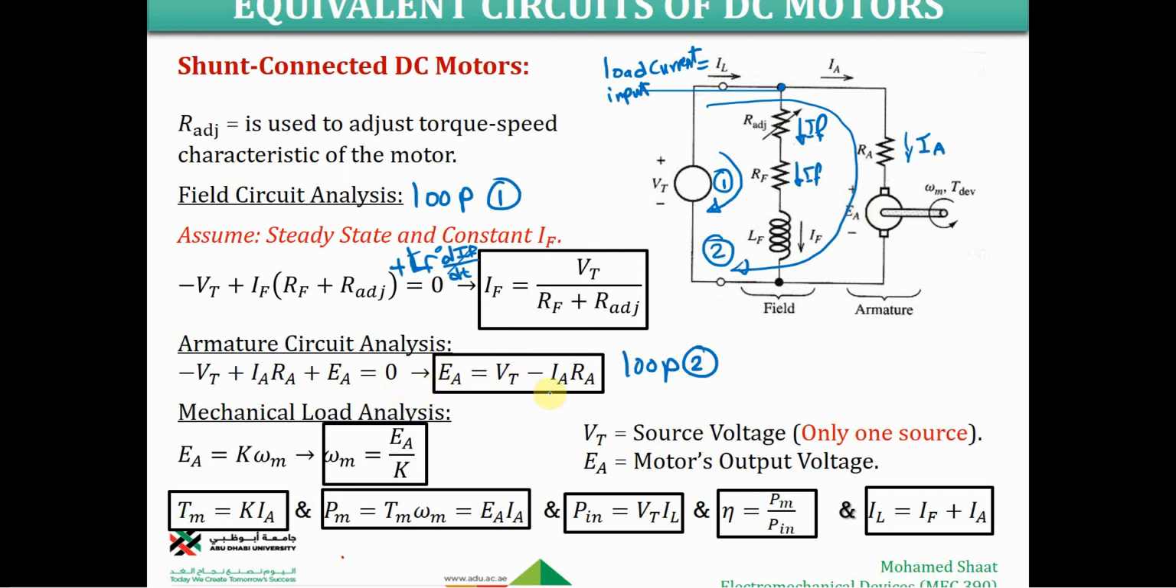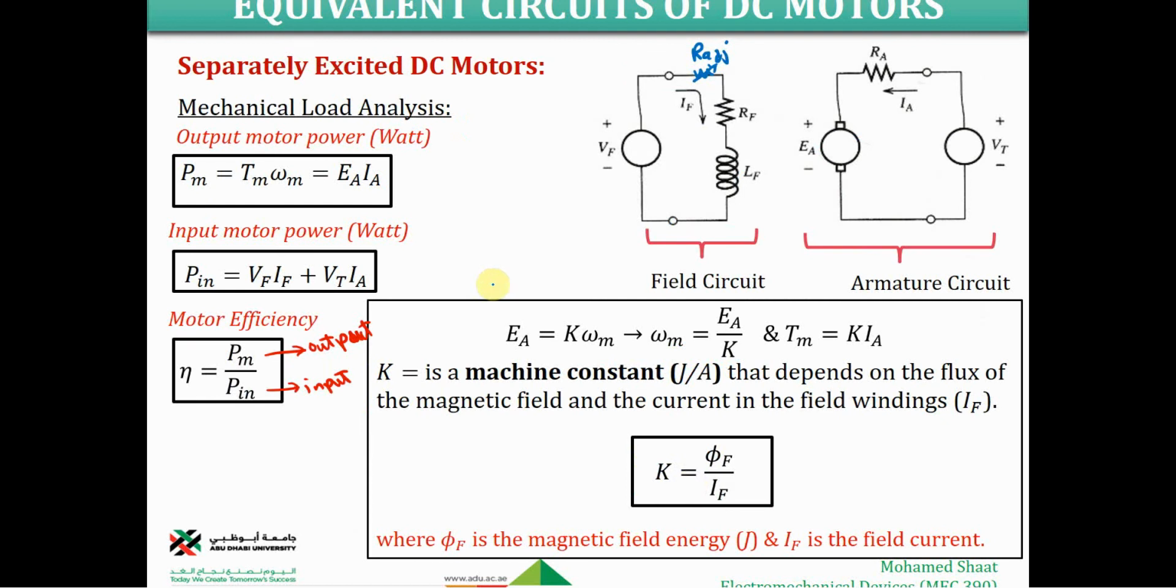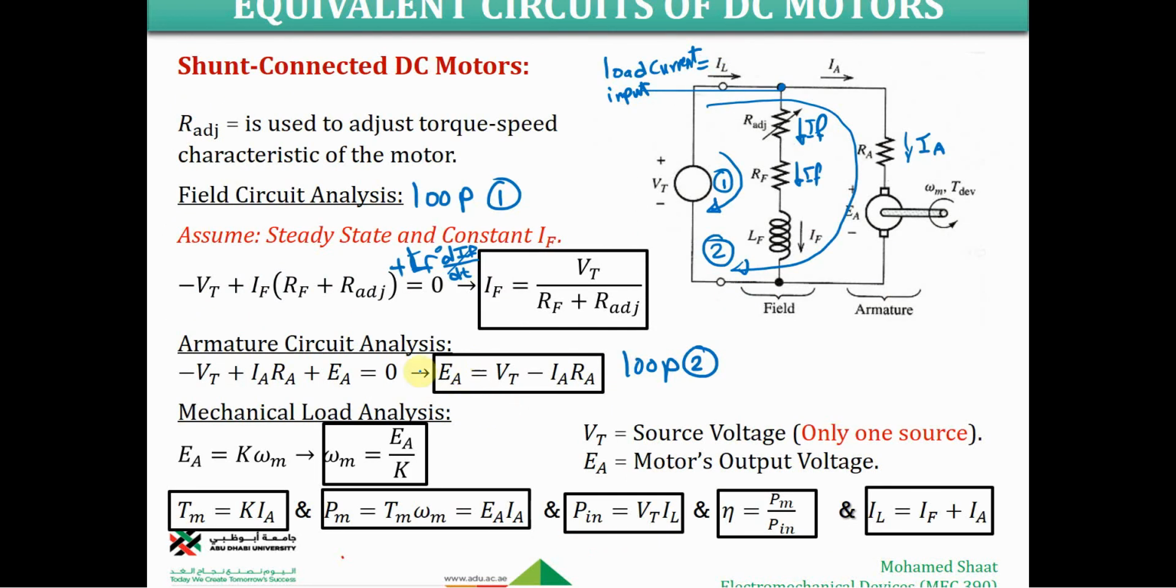From this equation, we can end up with the EA, how much it is. So we got this value IF, we're gonna plug it here to end up with the K, which is the motor constant. Then from this equation, we're gonna end up with EA. Then we're gonna divide EA over K to end up with the speed of rotation of the electrical motor shaft, and the torque is gonna be K times IA, and the output power is gonna be the torque times omega, which is gonna be as well EA times IA.